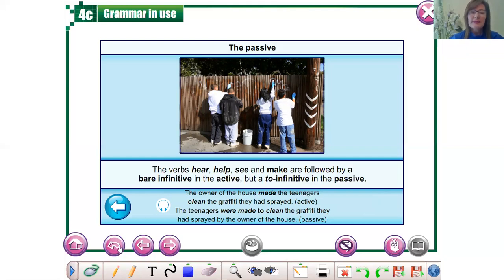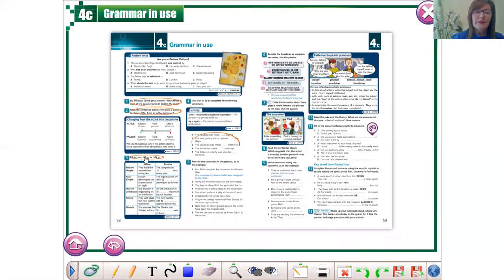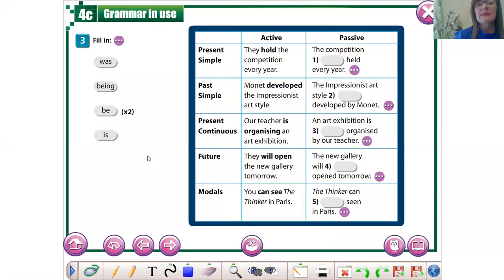Now, let us pass to some exercises. The first one is some sentences given in active, and we are going to find their corresponding form in passive. For example, they hold the competition every year. The competition is held every year. It's present simple. Monet developed the Impressionist art style. The Impressionist art style was developed by Monet.